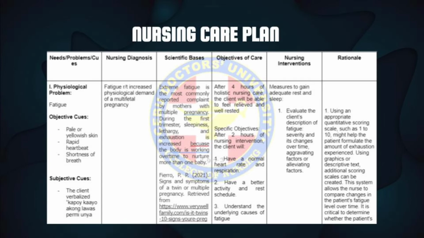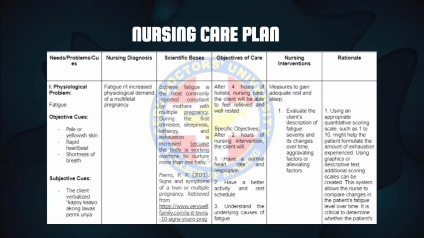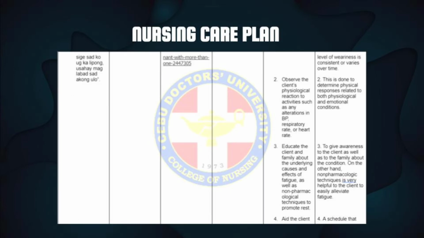Firstly, evaluate the client's description of fatigue, severity, and its changes over time, aggravating factors or alleviating factors. Using an appropriate quantitative scoring scale, such as 1 to 10, might help the patient formulate the amount of exhaustion experienced using graphics or descriptive text. Additionally, scoring scales can be created. This system allows the nurse to compare changes in the patient's fatigue level over time. It is critical to determine whether the patient's level of weariness is consistent or varies over time.